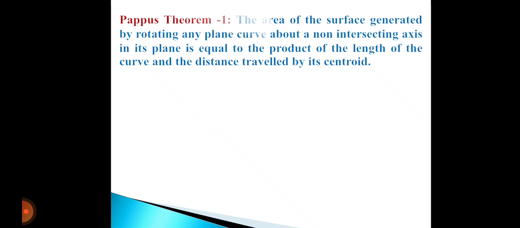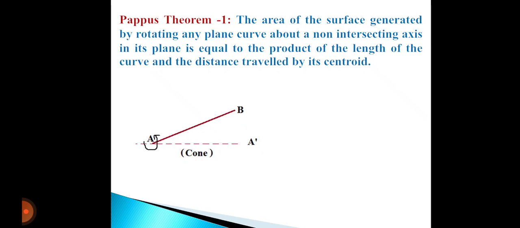A surface of revolution is defined as a surface which may be generated by rotating a plane curve about a fixed axis. From theorem 1, the area of the surface generated by rotating any plane curve about a non-intersecting axis in its plane is equal to the product of the length of the curve and the distance travelled by its centroid.